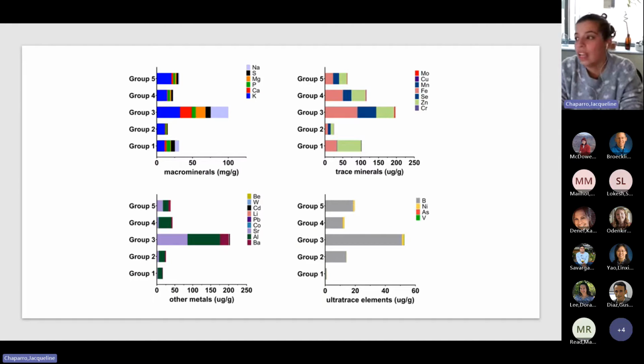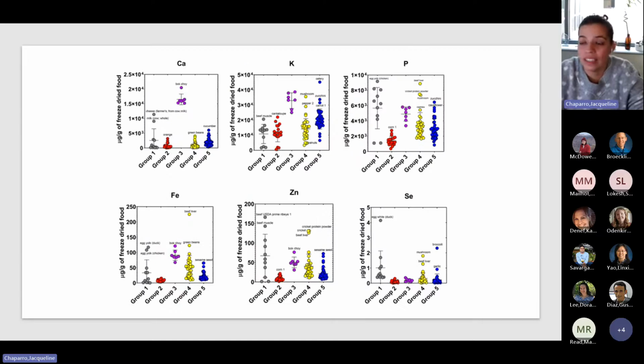And we're also able to see how these different elements, the macro minerals, trace minerals, other metals, and ultra trace elements, essentially how they distribute throughout the different groups that we found through the hierarchical clustering, as well as looking at specific elements of importance, such as iron and zinc, calcium, potassium, and phosphorus.